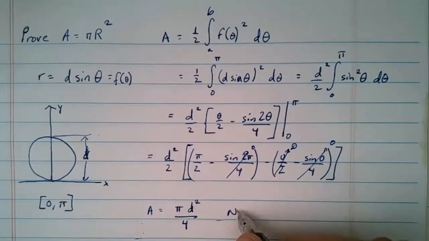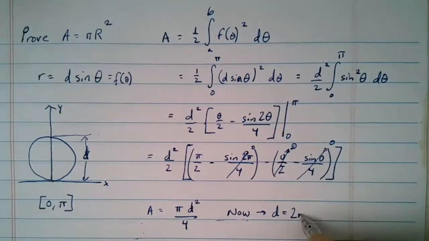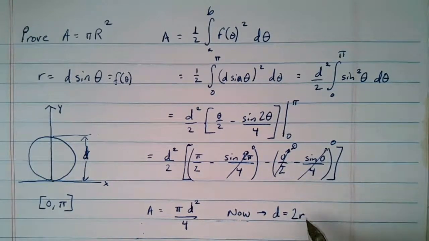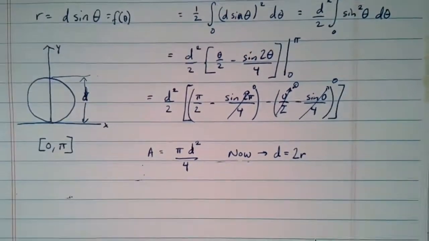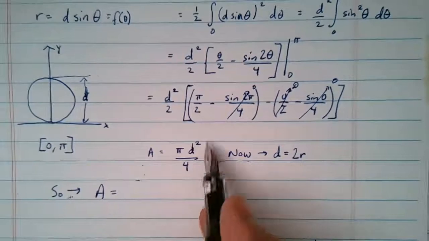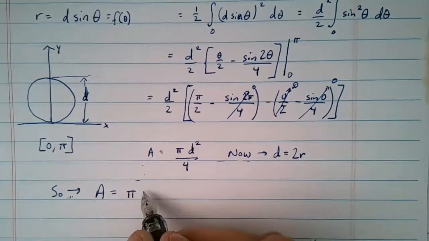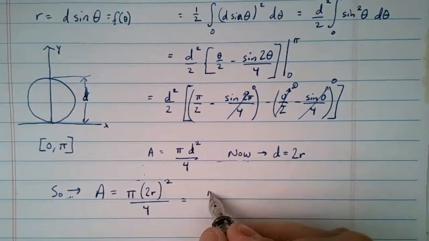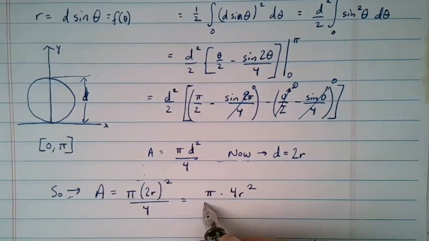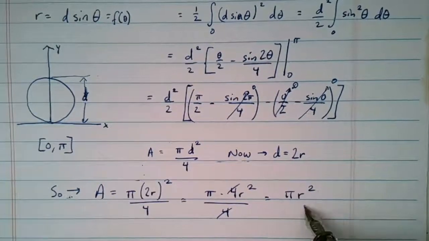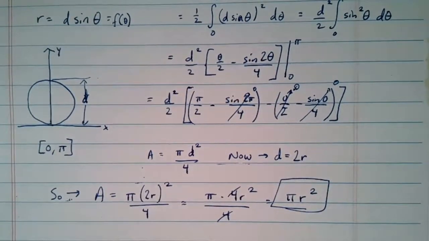Now, what do we know? We know that d is equal to 2r. Fair enough. D is equal to 2r. So, let's scoot our paper up just a little bit. So, A is equal to, if I take d squared and I replace it with 2r squared, pi times 2r squared by 4, which is equal to pi times 4r squared by 4, which is magically equal to pi r squared. Okay, so area of a circle is pi r squared.